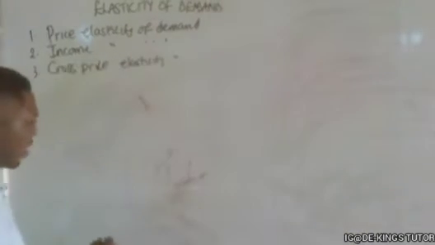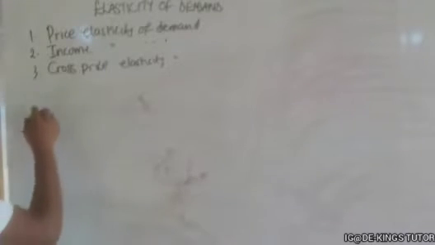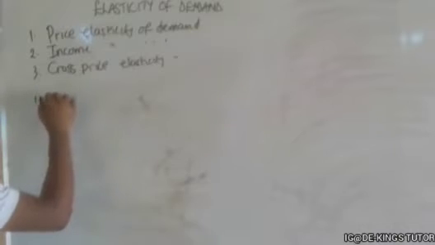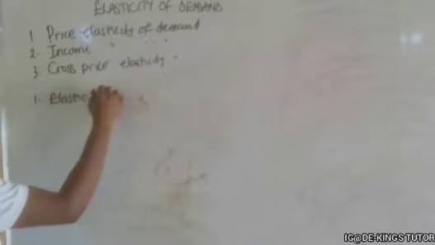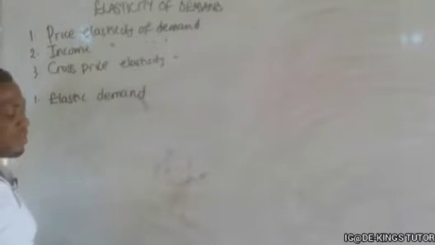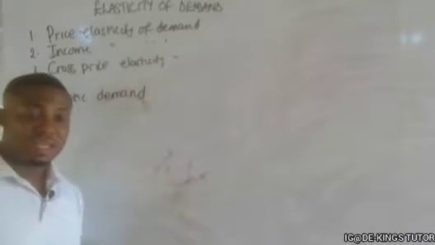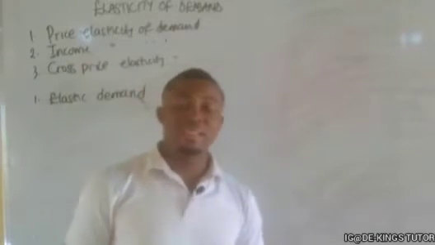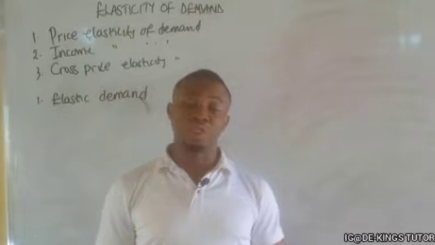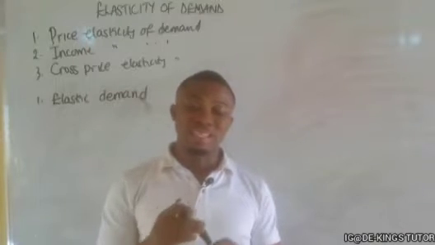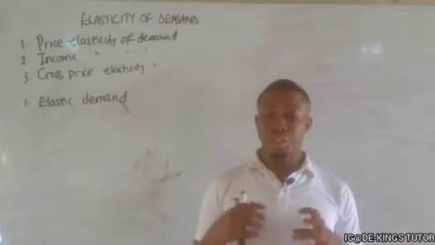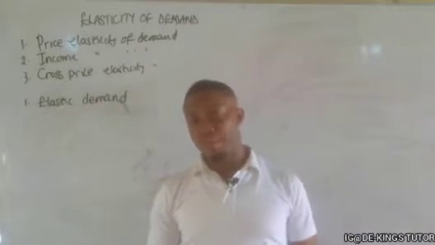The first type of the price elasticity of demand is called elastic demand. Now, what is elastic demand? Demand is said to be elastic when a small change in price leads to a greater change in the quantity demanded. That is, when there's a slight change in price, it leads to a greater change in the quantity of goods demanded.